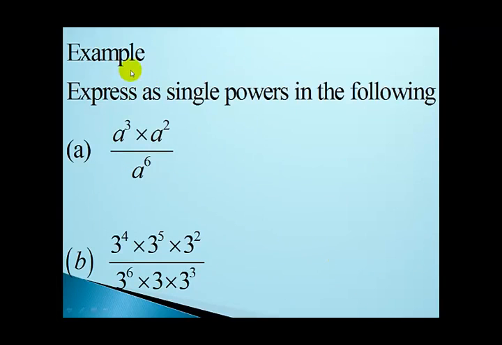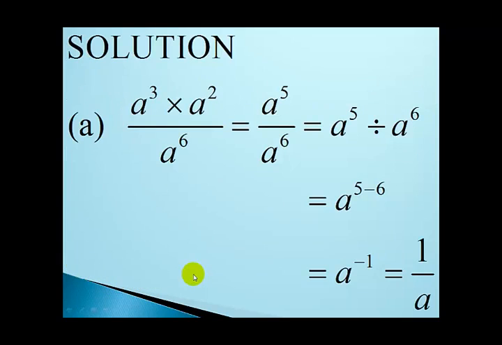Now example, express as single powers the following. A: a^3 times a^2, all divided by a^6. B: 3^4 times 3^5 times 3^2, all divided by 3^6 times 3^3. Now let's look at the solution.